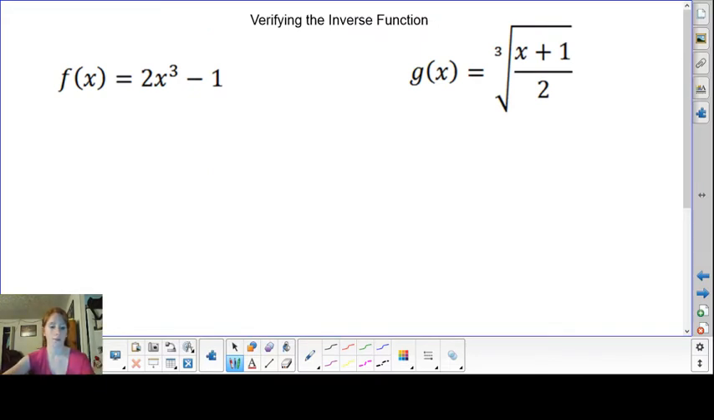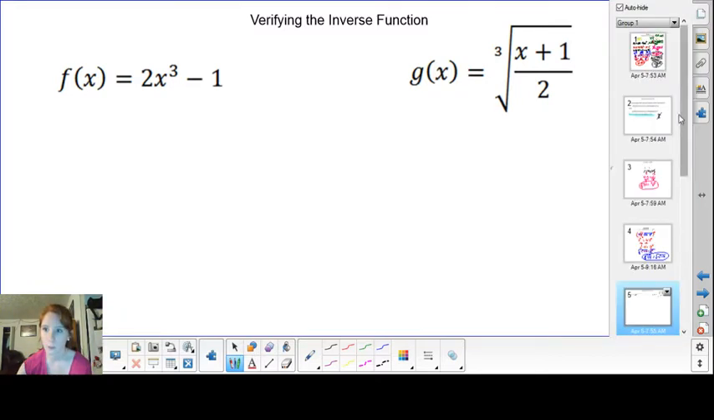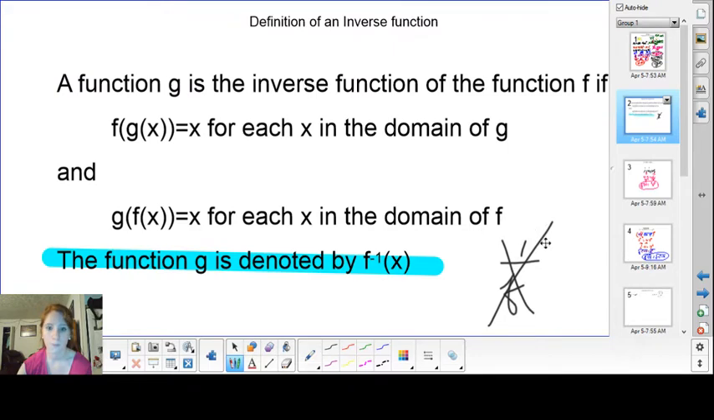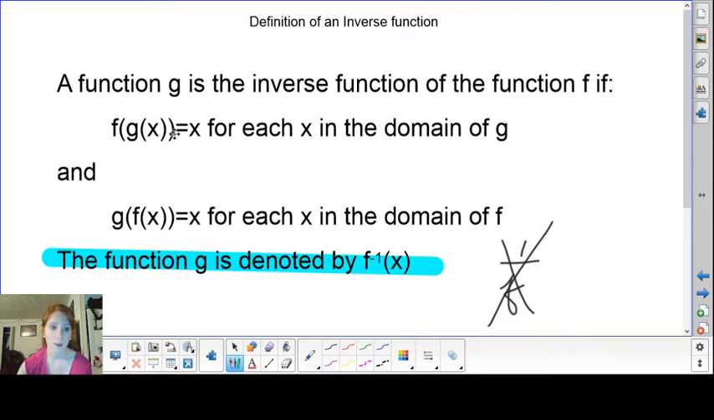All right, so verifying a function. To verify a function, according to my definition, they need to both be plugged in to prove that you can get x out. So I'm going to do f of g of x, and then I'm also going to do g of f of x, because I have to show that they are inverses both ways. Just because it may work for one does not necessarily mean it works for the other.